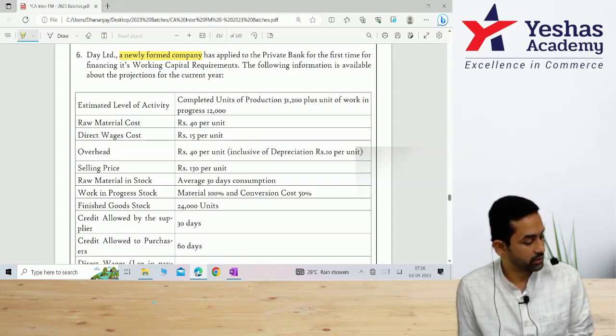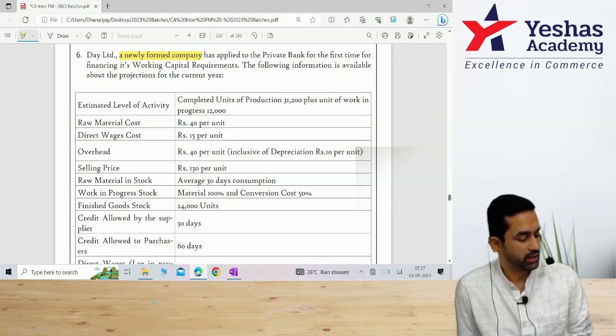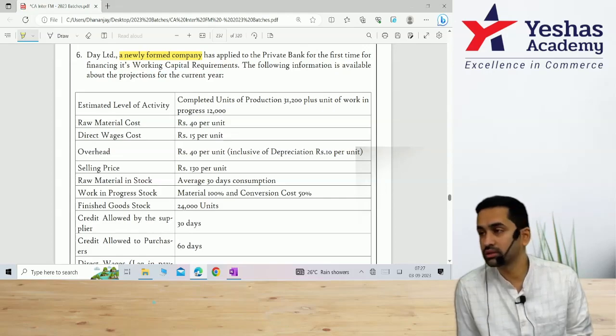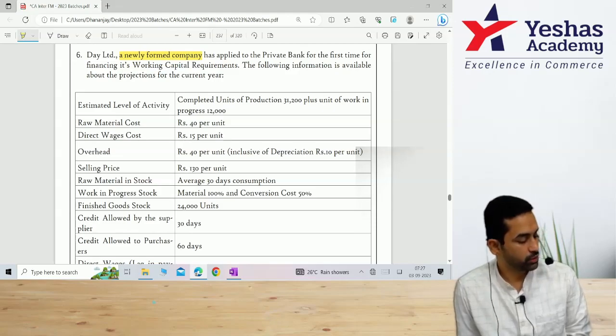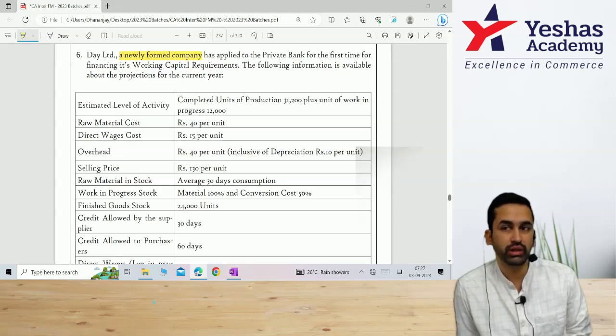Selling price 130. Raw material stock average 30 days consumption. This we know, yesterday we did. Work in progress stock material 100%. Conversion cost 50. This is for labor and overhead. Finished goods stock 24,000. That means this many units will be with us. This is not production. This is stock in hand.